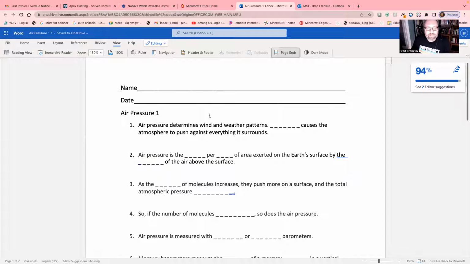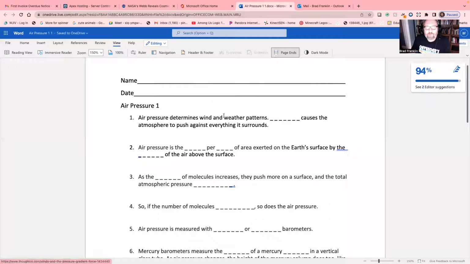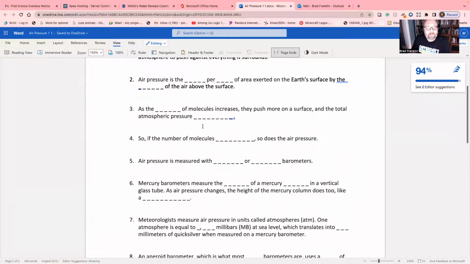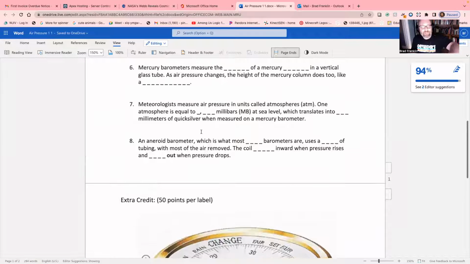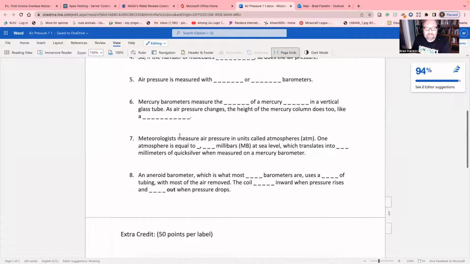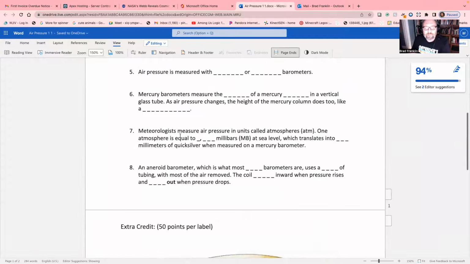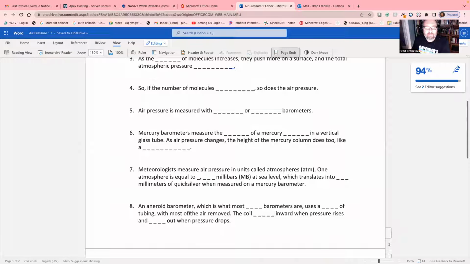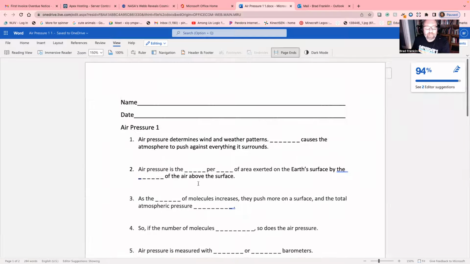You guys will know some of this stuff, but I want to make sure that you get all of this information. Now, look, there's only 8 questions here, and so you guys should be able to get it. All right, so the first one. Air pressure determines wind and weather patterns. Blank causes the atmosphere to push against everything it surrounds. So you know that there's air pressure. The question is, what pushes the air?